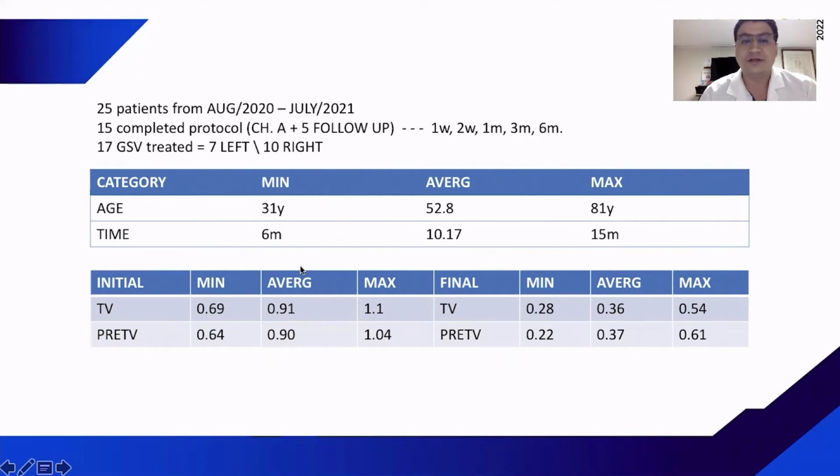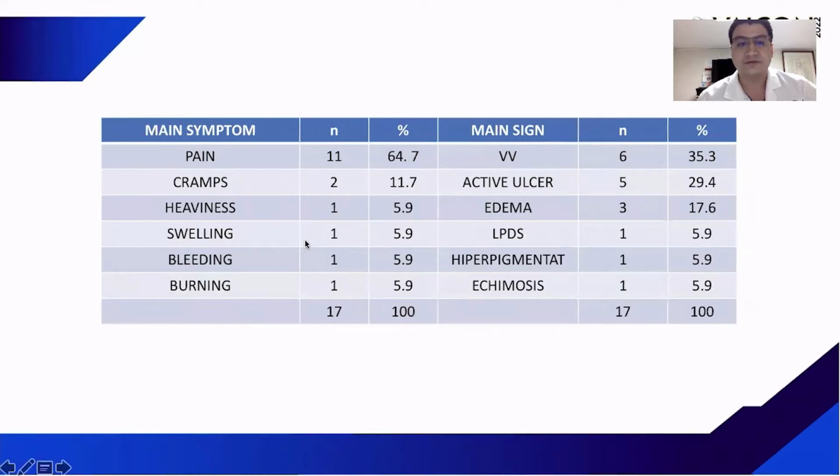17 GSVs were treated, with a mean age of 53 years and an average follow-up of 10 months. As you can see, the initial average diameter at the terminal valve and the preterminal valve is 9 millimeters, and at 6 months, we normally find a diameter of 3.6 or 3.7 millimeters at the terminal valve and the preterminal valve, a reduction of the diameter at 6 months.